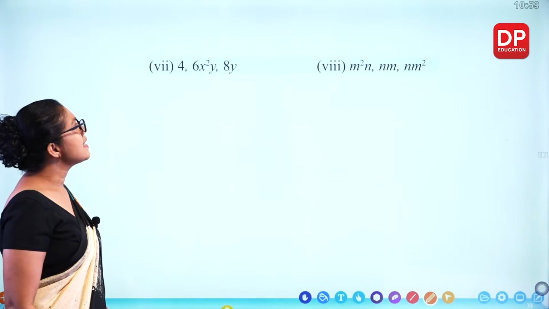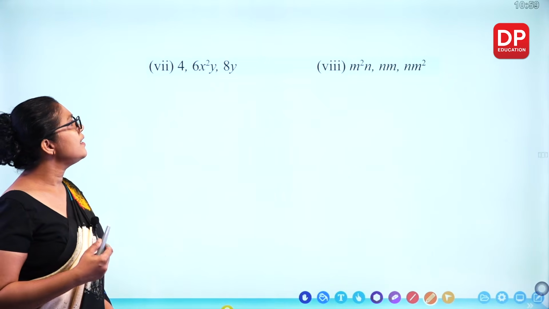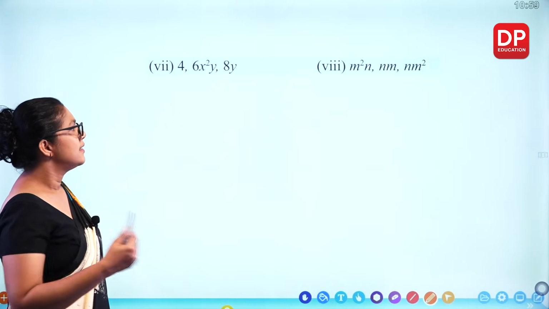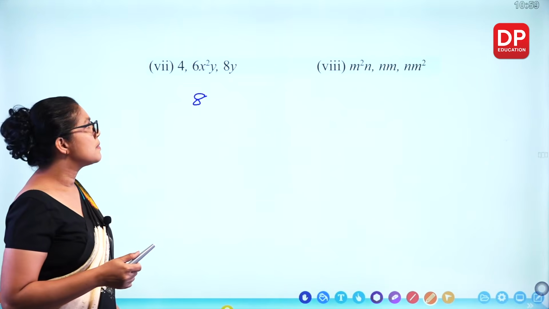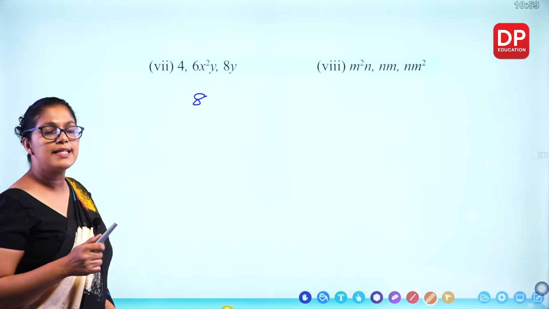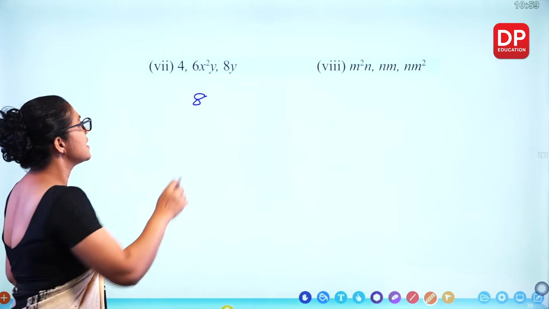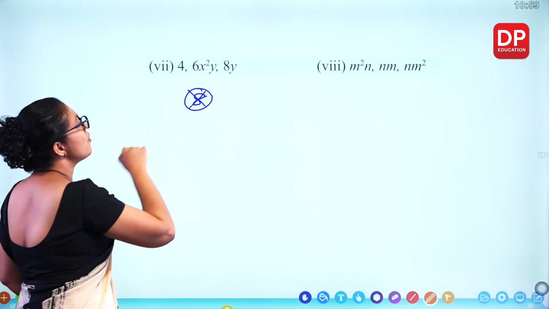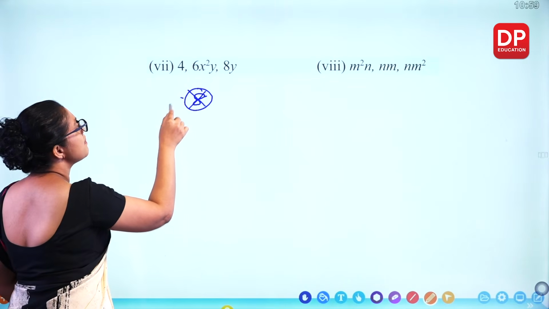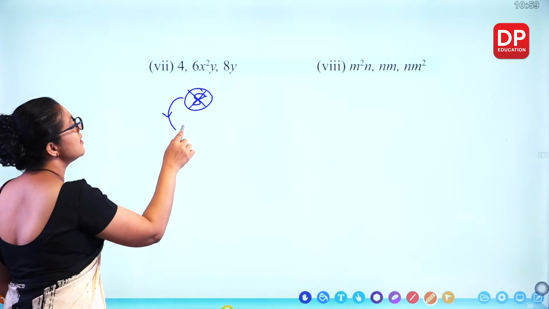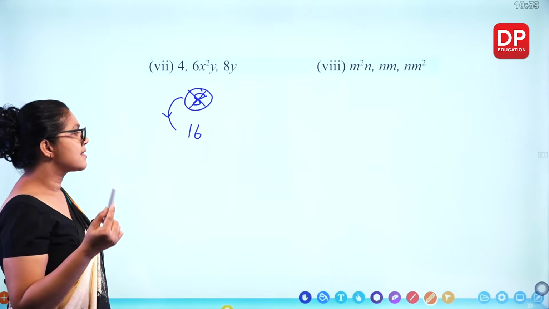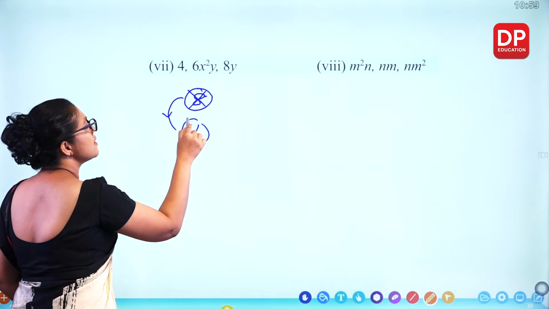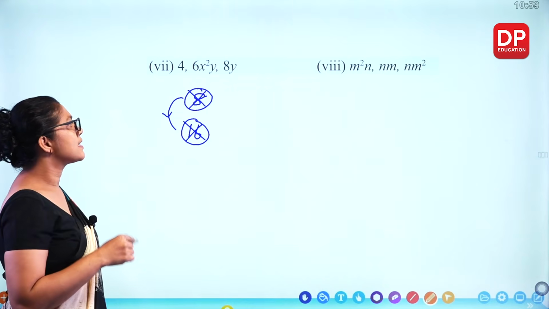Now we'll look at this example. Again, 4, 6, 8. We'll start from 8 and see whether it's divisible by all the other numbers. 8 is not divided by 6, so you have to ignore that. So take the multiple of 8, you get 16. 16 divided by 6, it's not divisible. So you have to ignore that.